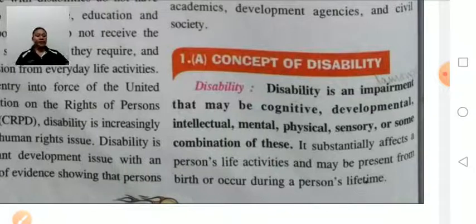For example, eye disability. Eye disability means he can't see, he is completely blind. And eye disorders. Eye disorder means due to eye weakness he is not able to see, and it can be cured if there is proper treatment. If we take proper treatment, then it can be cured. Okay, disability is a disadvantage that affects his day-to-day activity, and disability can't be cured.